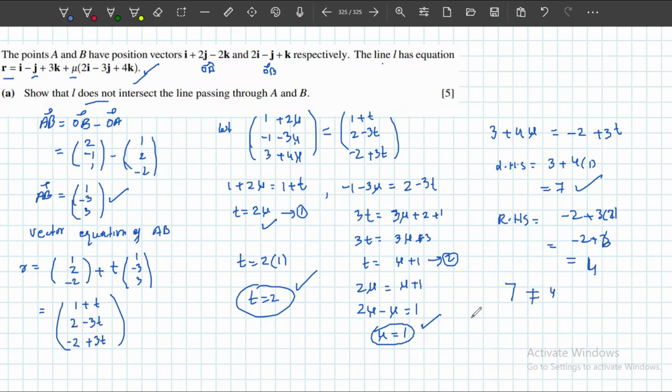So at the end, we can say that line AB and line L do not intersect. I hope it is clear.